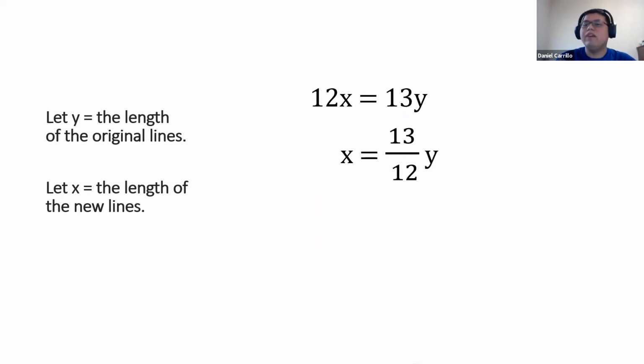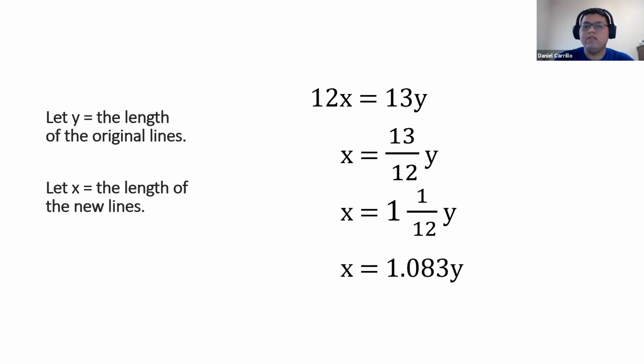So we're going to solve for x. We first divide by 12 on both sides, and we get x equals 13/12 y. Notice that 13/12 is an improper fraction, and we can turn that into a mixed fraction. Now we got x equals 1 and 1/12 y. And now we can convert the fraction 1/12 into a decimal. So now we got x equals 1.083, where the 3 is repeated. Based on what we did, we can say that the length of the new lines increased about 8.3% compared to the original lines.